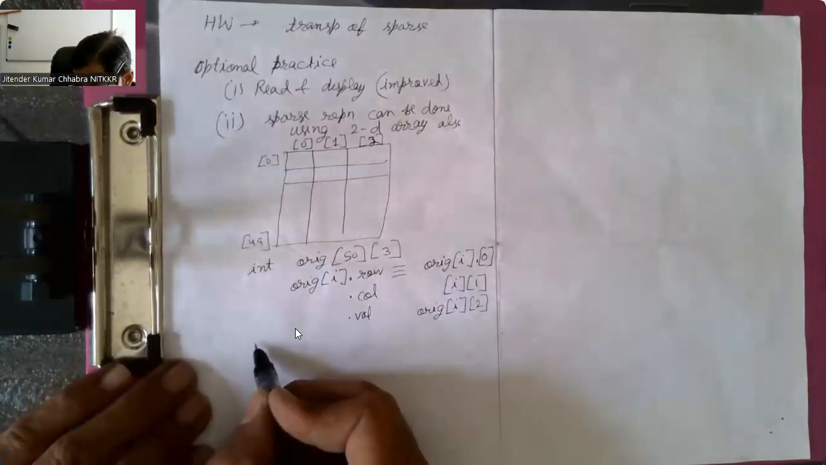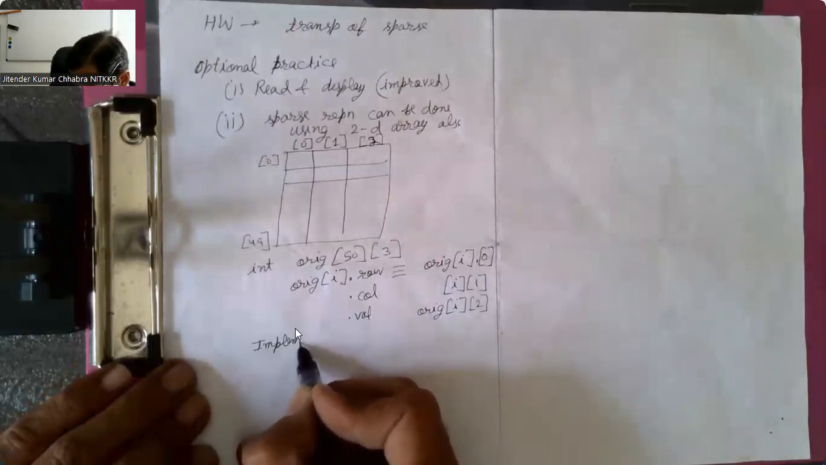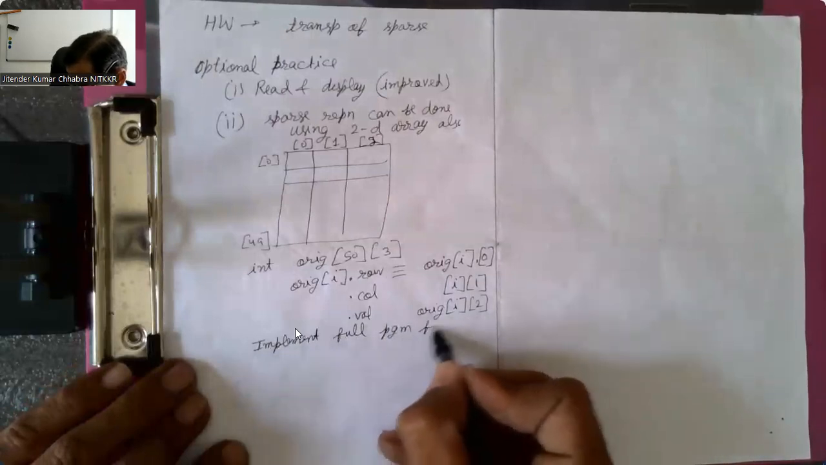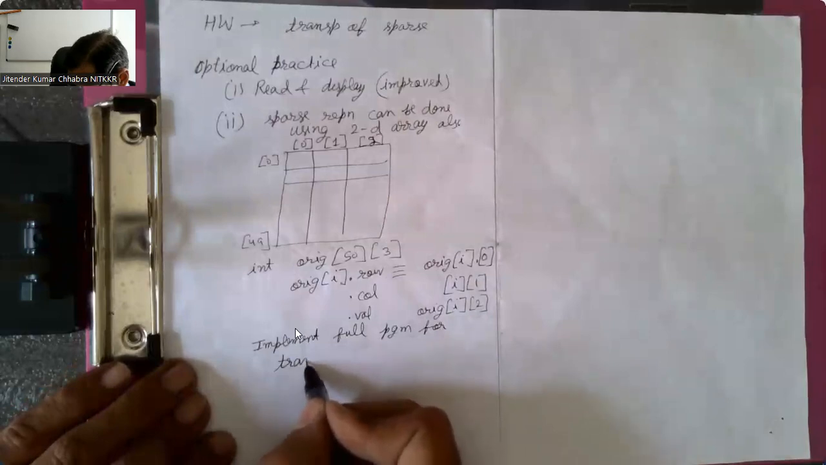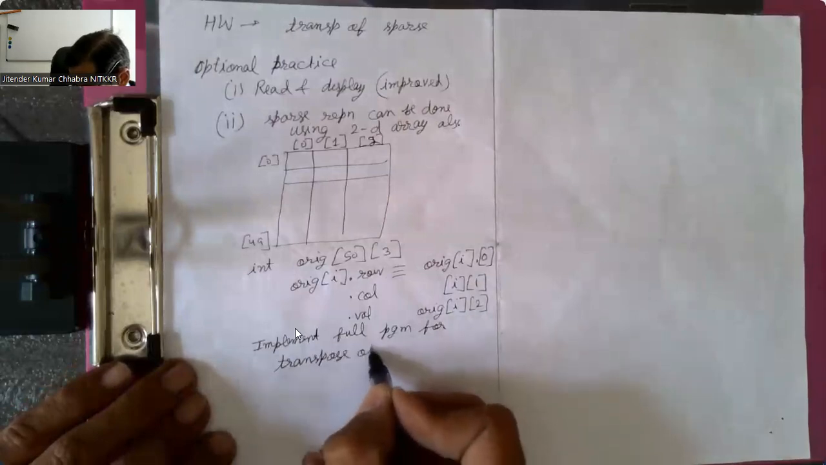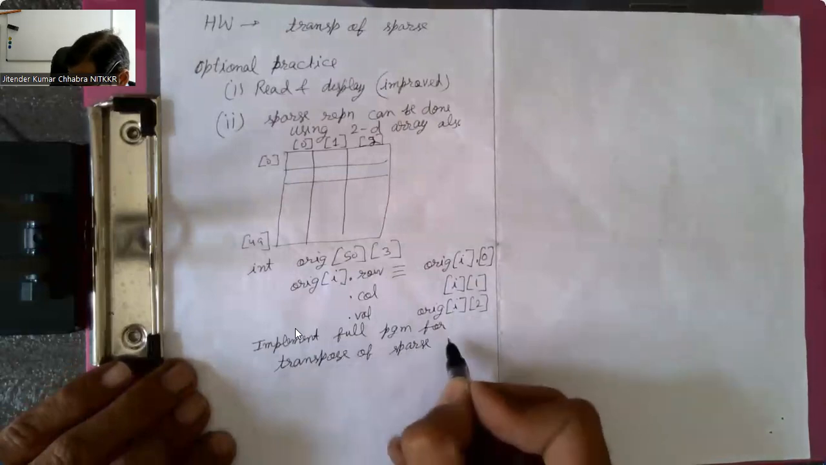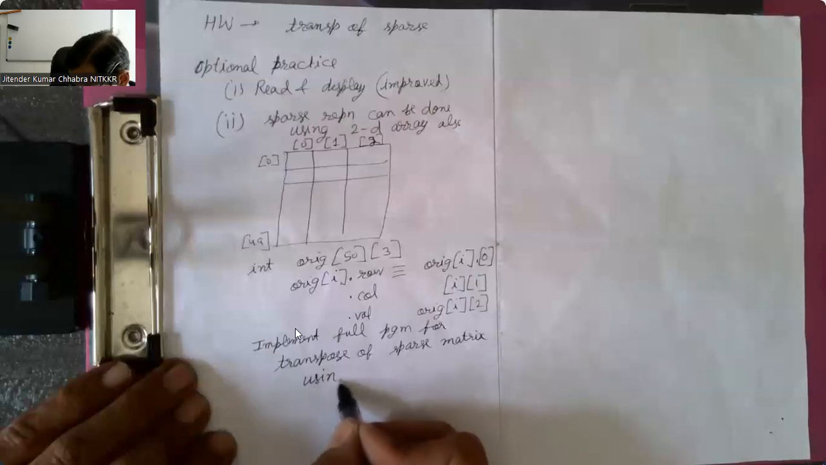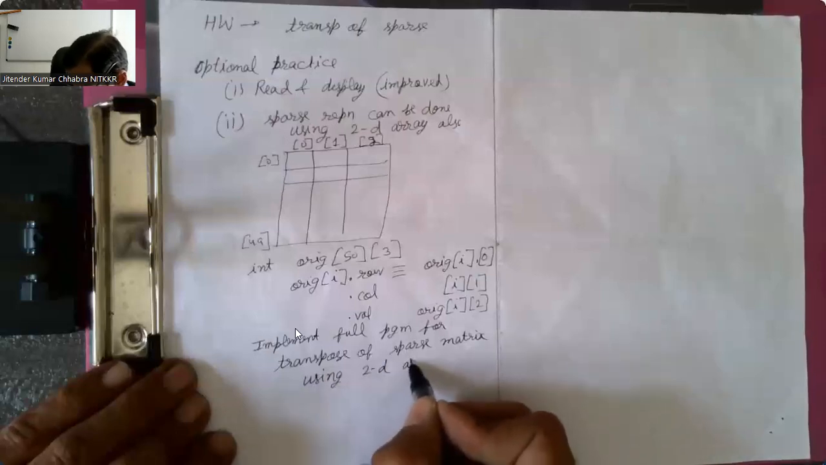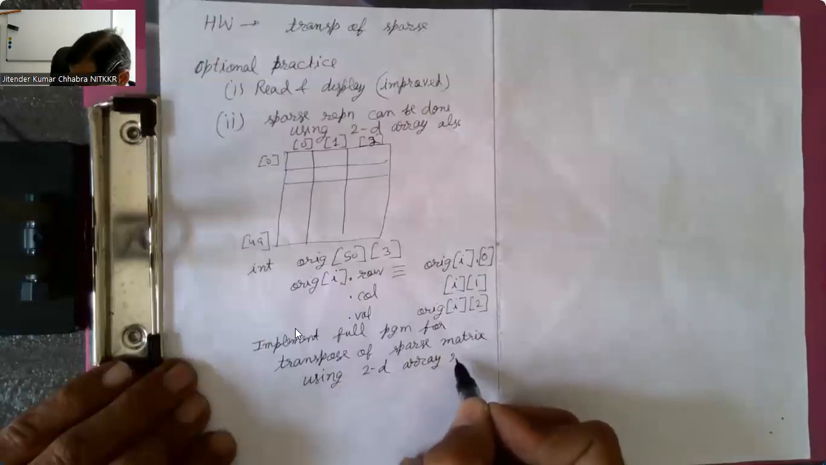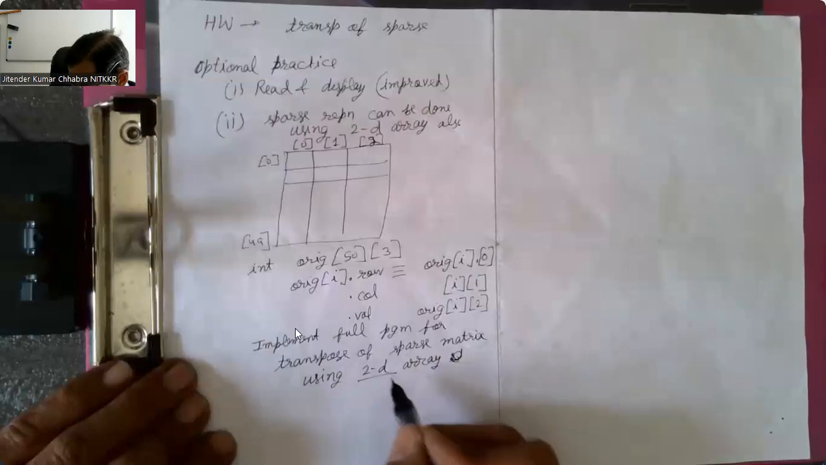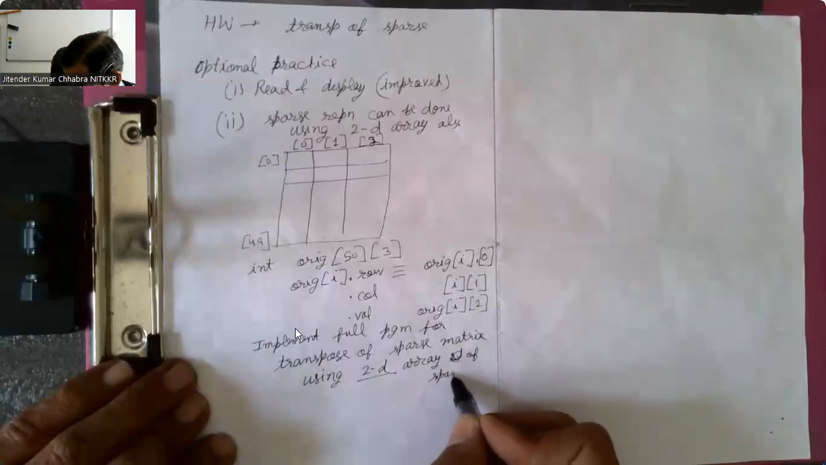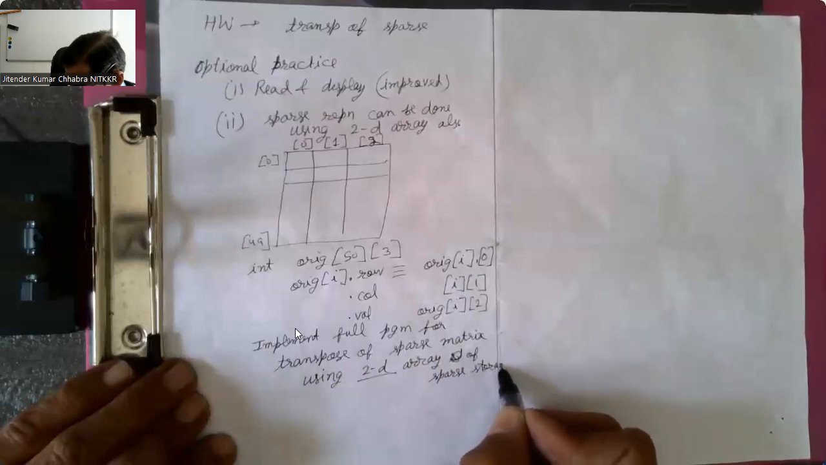So implement a full program for transpose of a sparse matrix using 2D array representation. 2D array doesn't mean a full row into column matrix, it means a 2D array of sparse storage instead of a structure. That's it.